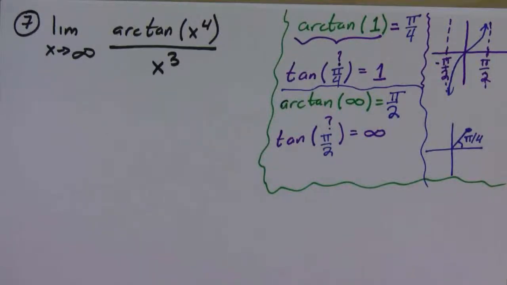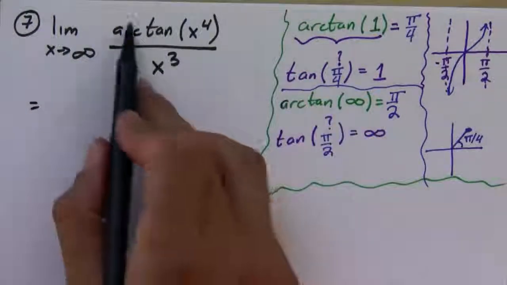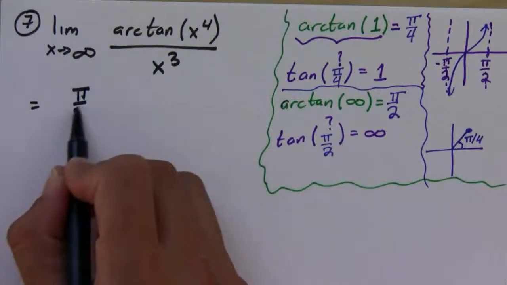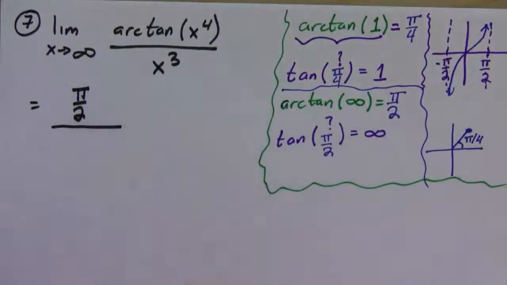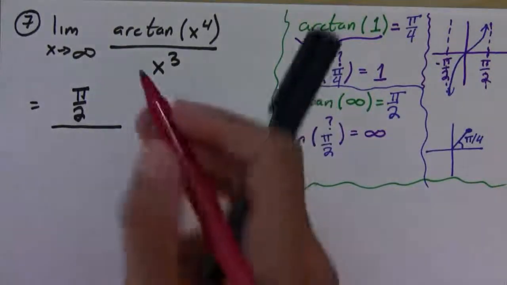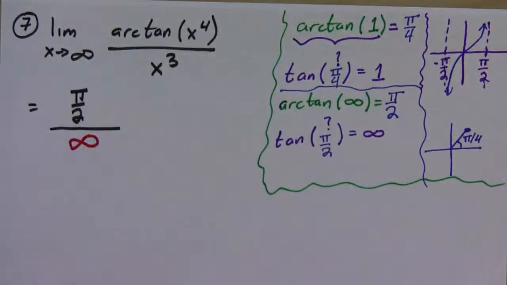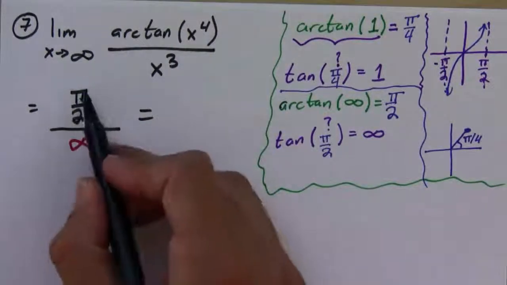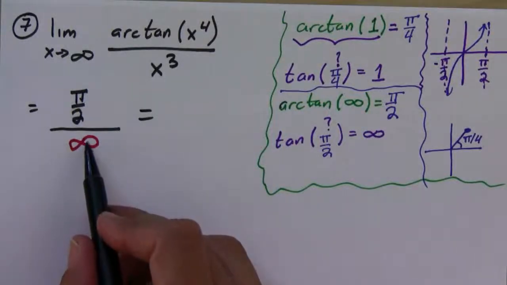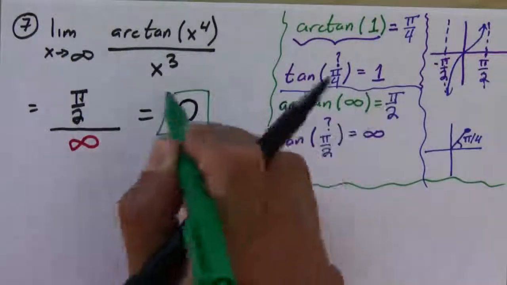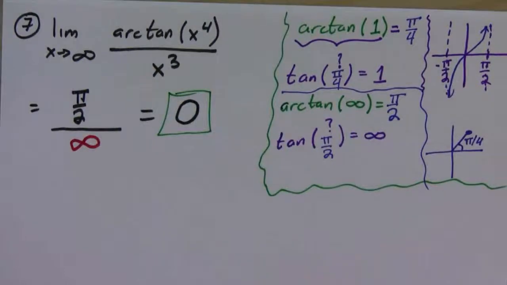Okay, so what's going on here is that this top part is approaching pi over 2, while the denominator, infinity cubed, is going towards infinity. Notice that we have a constant on the numerator. The bottom's getting bigger and bigger and bigger, so the entire thing is getting closer and closer to 0. And so really we didn't even need to use L'Hopital's rule at all.